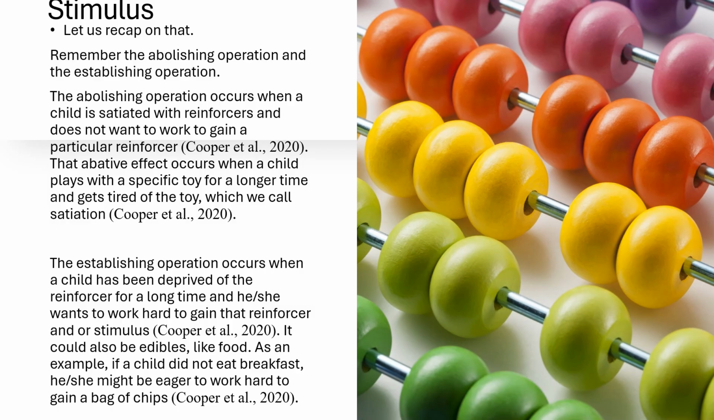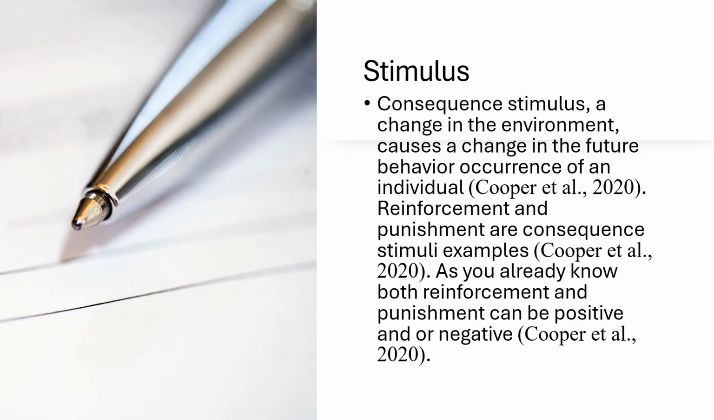Stimulus. Consequence stimulus, a change in the environment, causes a change in the future behavior occurrence of an individual. Reinforcement and punishment are consequence stimuli examples. As you already know, both reinforcement and punishment can be positive and or negative.